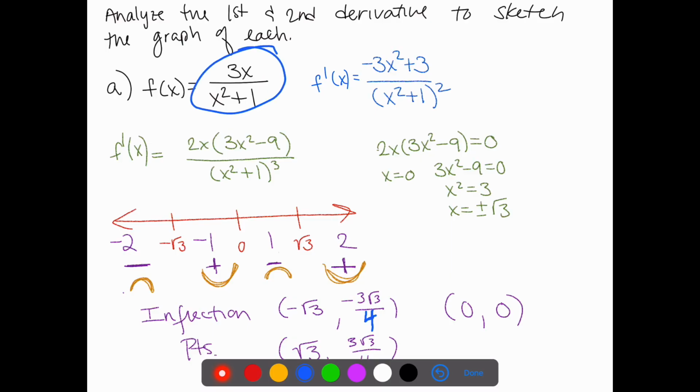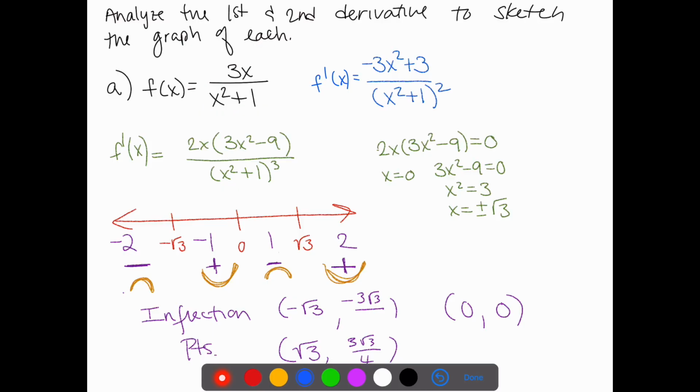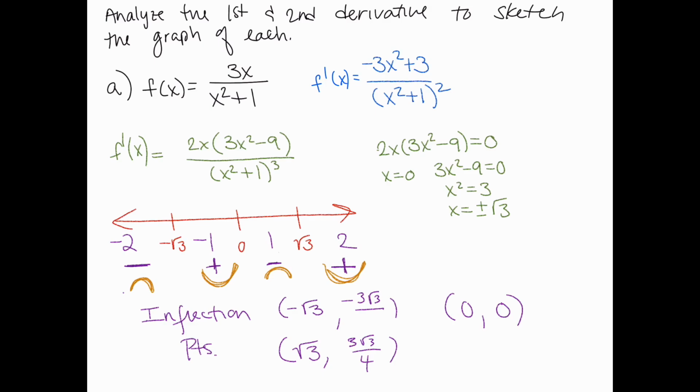So if x is negative root 3, my y value is negative 3 root 3 over 4. If x is 0, my y value is 0. And if x is positive root 3, my y value is 3 root 3 over 4.